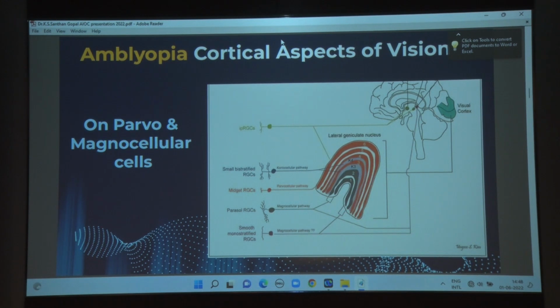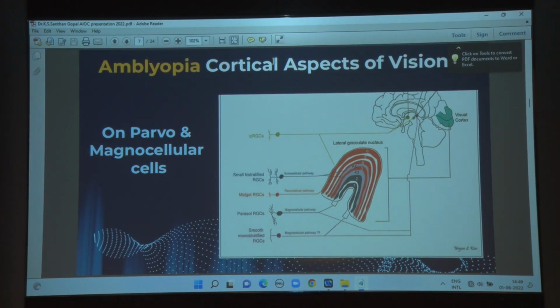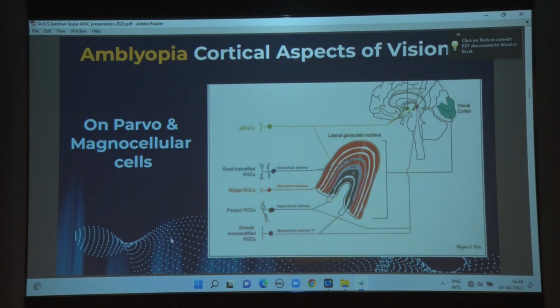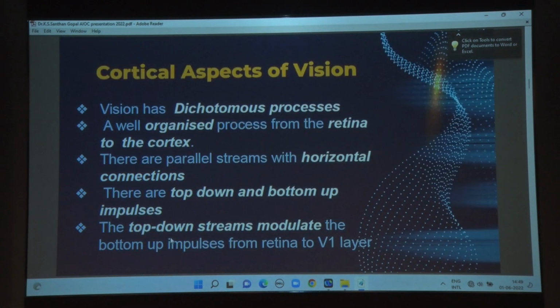Now you need to know the definition of amblyopia. Amblyopia has been defined for a long, long time. Everybody keeps reading the same thing: the patient doesn't see anything, the doctor doesn't see anything, and therefore amblyopia. This has been parroted without realizing any meaning of amblyopia.